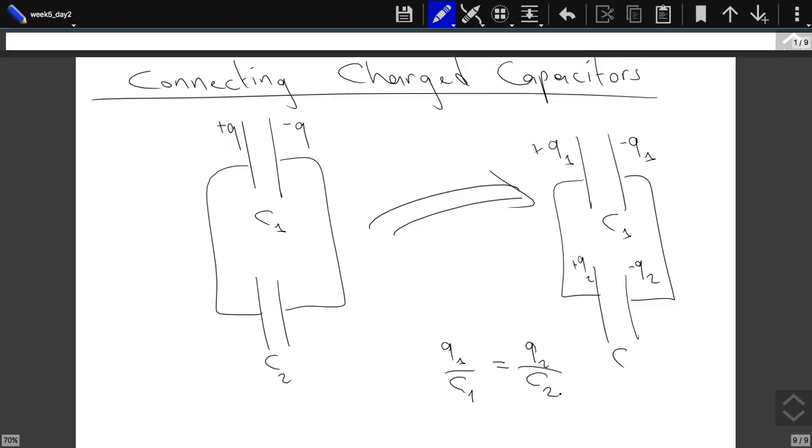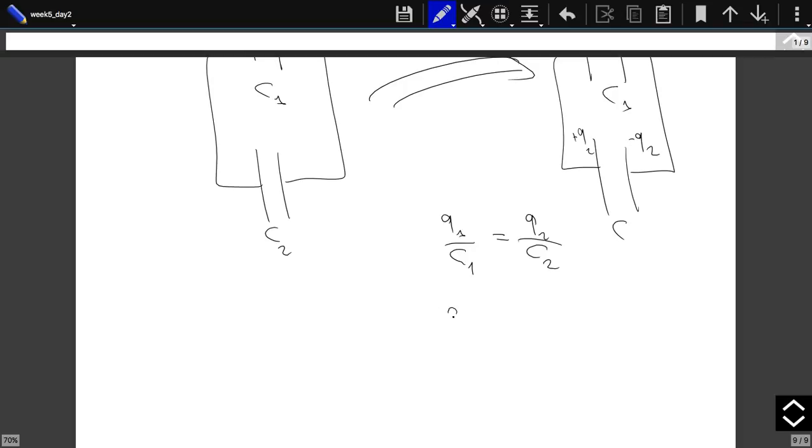this should be equal to Q2 over C2. So if you just connect capacitors to each other, they will just distribute the total charge in proportion to their capacitance. So this is the ratio of the final charges. We also know that Q1 plus Q2 should be equal to Q. So you can determine what the final charge of each one of the capacitors is.